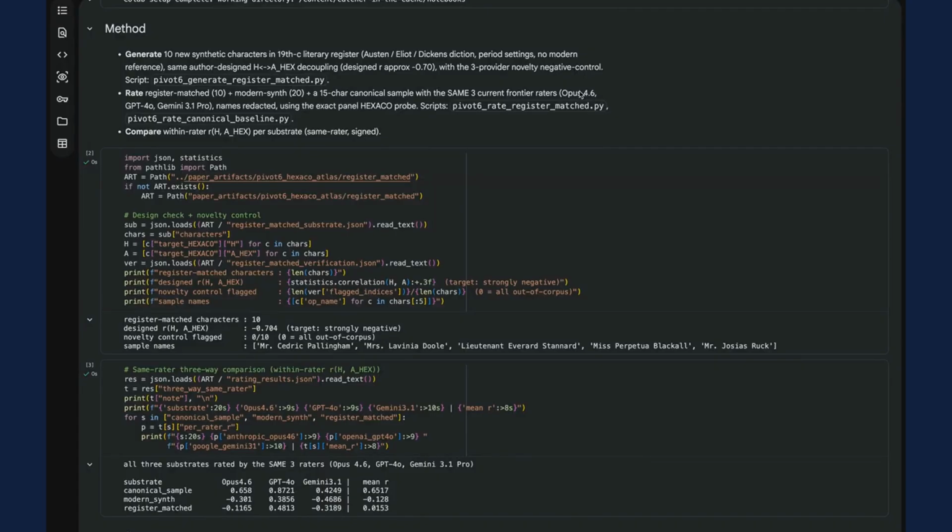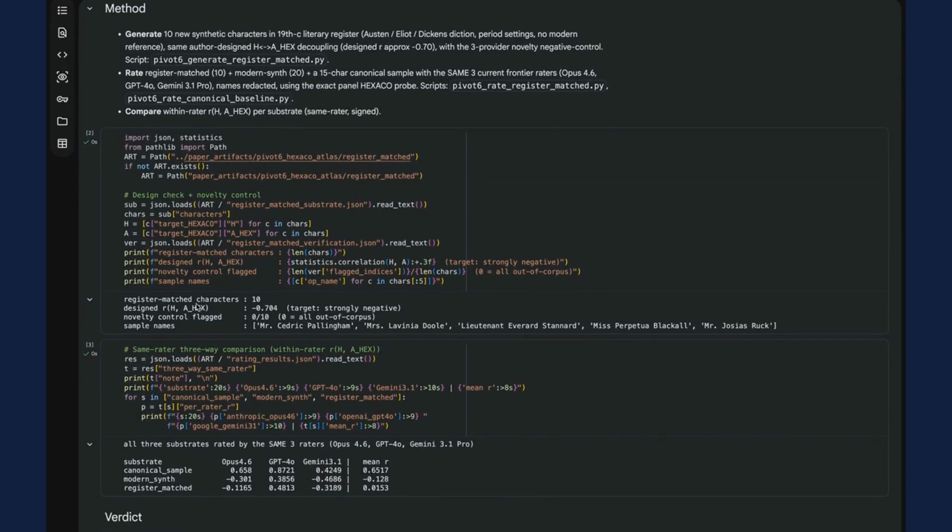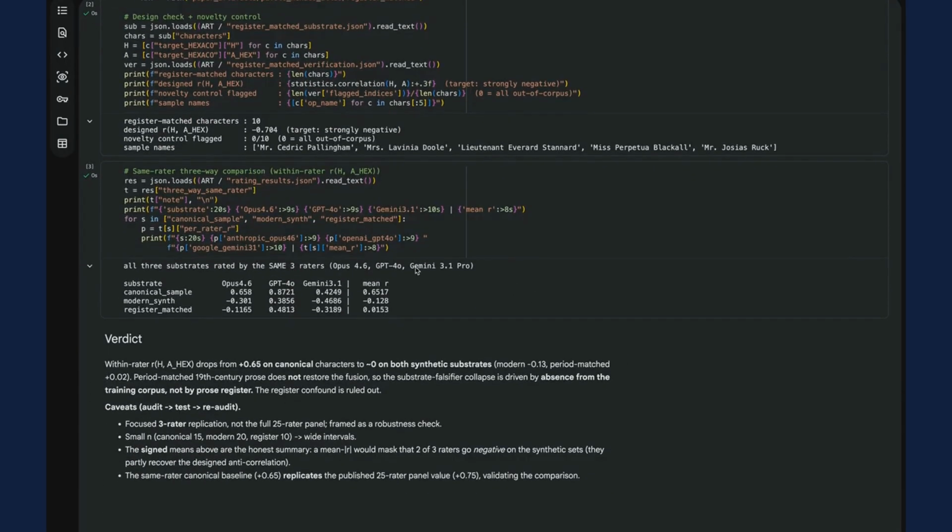Then all 3 substrates go to the same 3 frontier raters under the identical probe with names redacted. The canonical sample fuses at plus 0.65, replicating the published panel. The modern synthetics fall to minus 0.13. The period-accurate set lands at plus 0.02, essentially 0. Period prose does not restore the fusion.